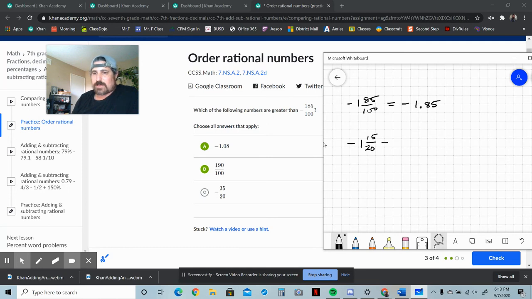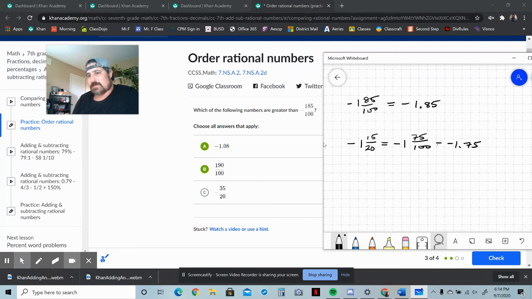So this would be the same as, to change to a decimal, times top and bottom by 5. So you've got negative 1, and 15 times 5 is going to be 5 times 10, which is 50, and 5 times 5, which is 25. So it's 75. And 20 times 5 is just going to be 100, right? So this is the same as negative 1 and 75 hundredths, or negative 1.75.